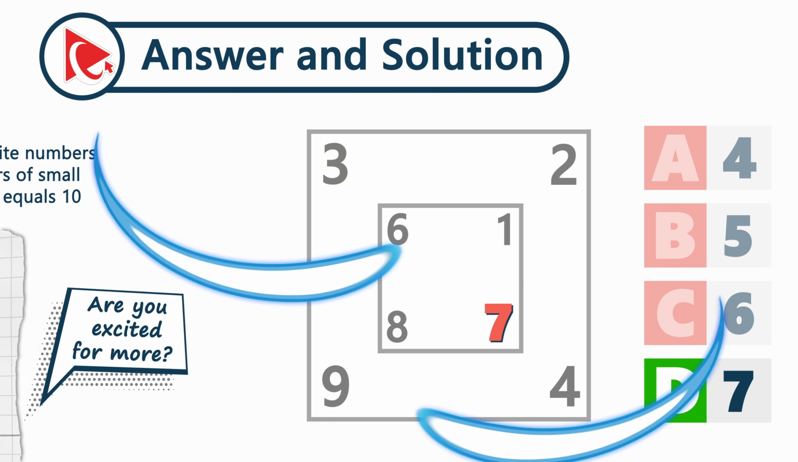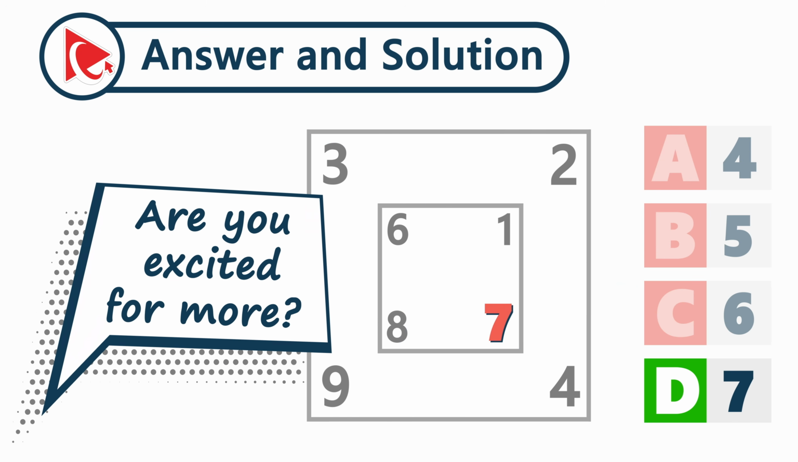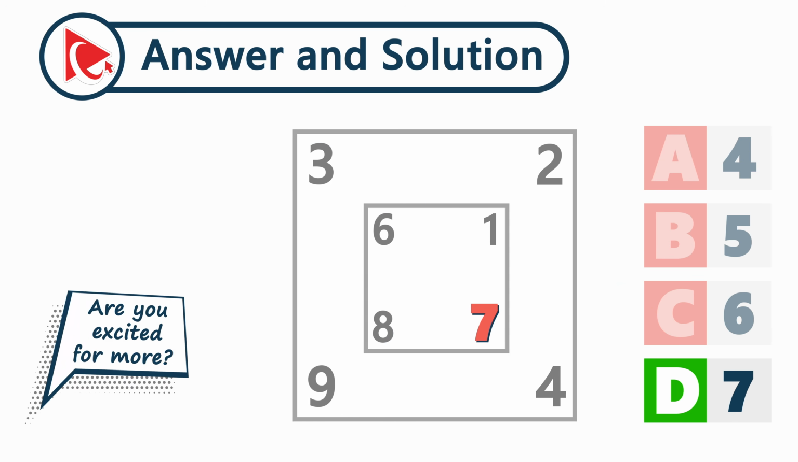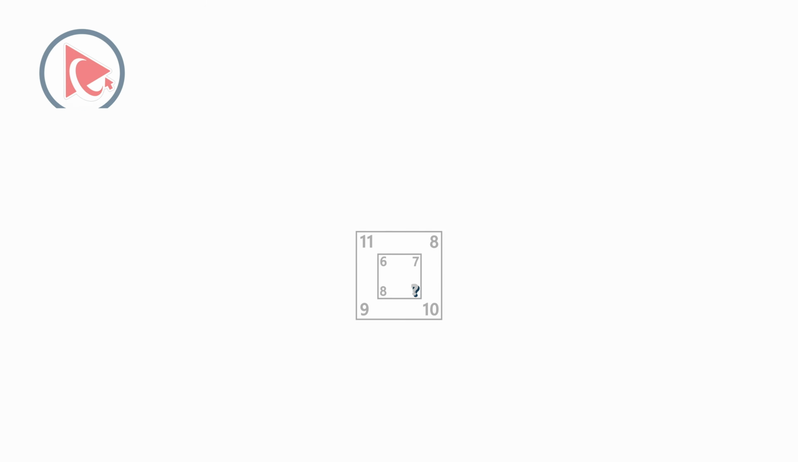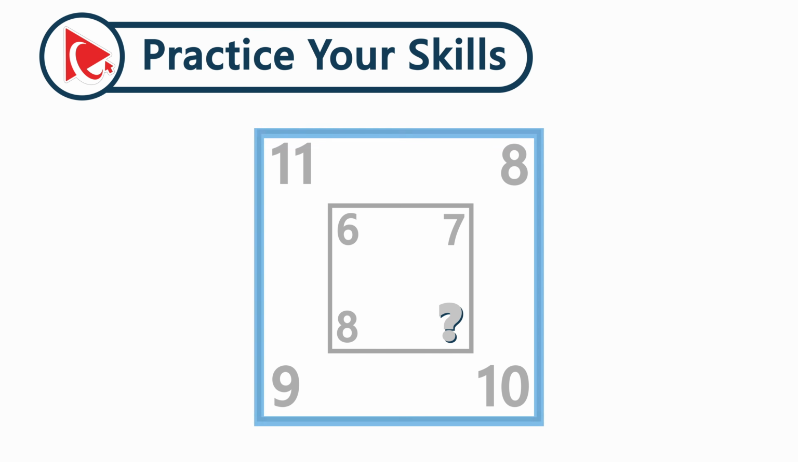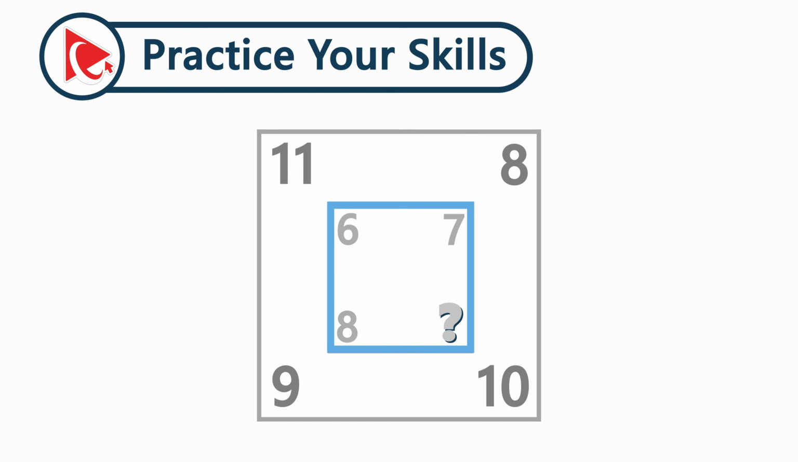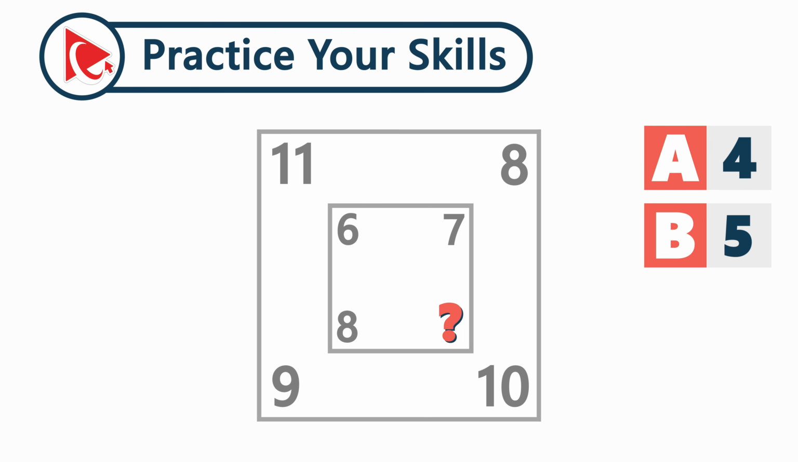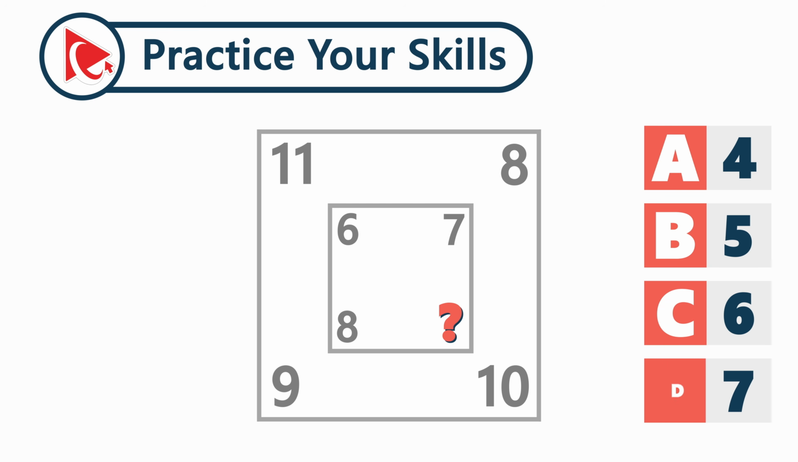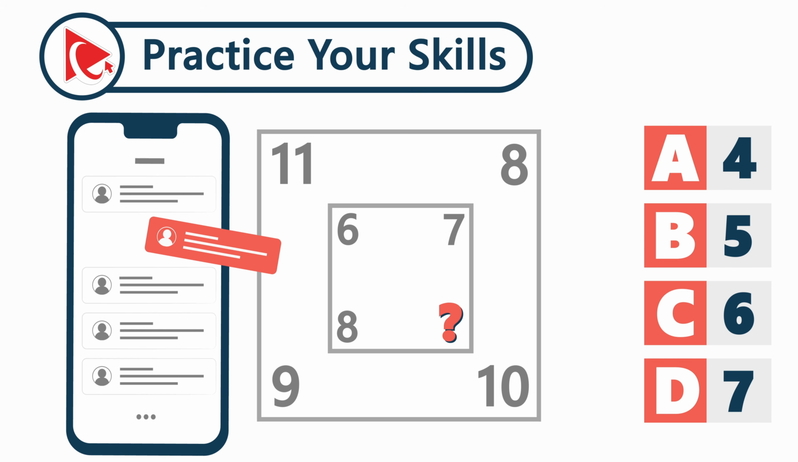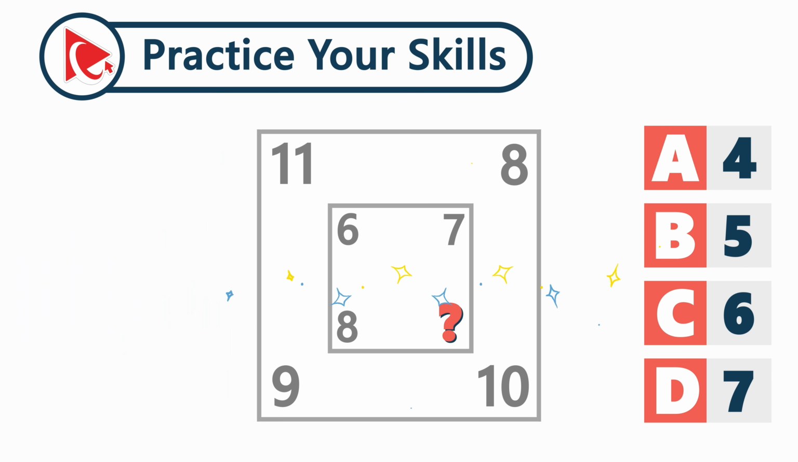But wait, are you excited for more magic? Especially now, as you know how to solve these types of challenges. Try this question to see how you would do. You're presented with two magic squares. First, the larger square has numbers 9, 11, 8, and 10. The smaller square has numbers 8, 6, 7, and then comes the missing number, which you need to calculate and select your answer out of 4 possible choices. Choice A, 4, choice B, 5, choice C, 6, and choice D, 7. After you've worked out your answer, drop it in comments and I'll share my feedback. Enjoy practicing your magic skills.